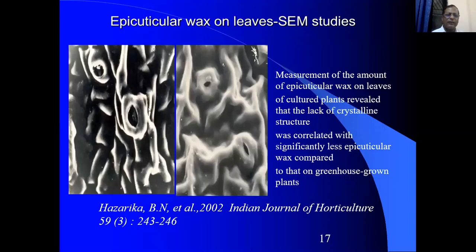If you see the scanning electron microscopic study of the leaves of the in vitro and the general plants, you can see there is a difference. The measurement of the amount of epicuticular wax on leaves of in vitro culture plants reveals that there is a lack of crystalline structure, and the leaves are covered with significantly less epicuticular wax as compared to greenhouse plants. The scanning electron microscopy study shows that there is a difference in the epicuticular wax formed in the cuticular layer of the leaves. And this was also published in 2002 in Indian Journal of Horticulture.